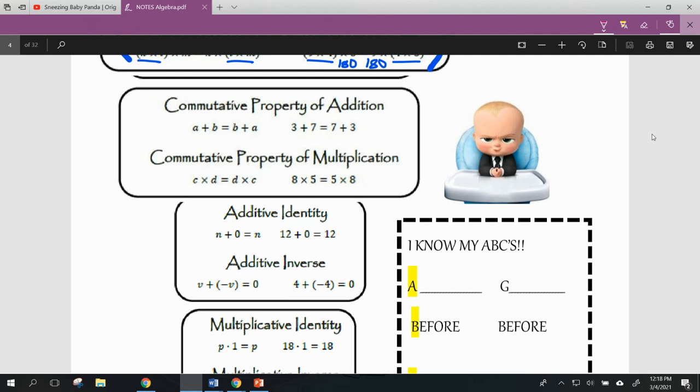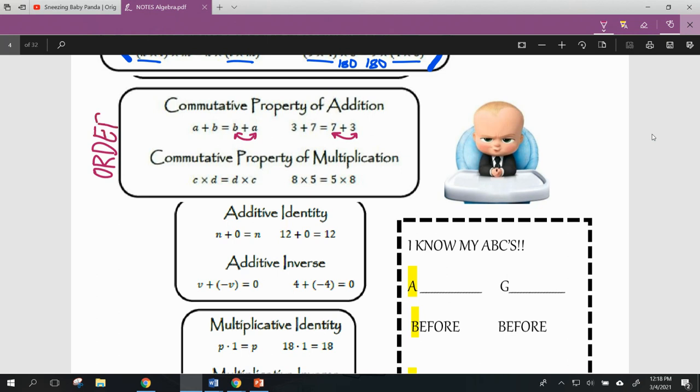Our commutative property is all about changing the order. A plus B means the same thing as B plus A. Would you guys agree that 3 plus 7 is the same thing as 7 plus 3, right? The only thing that changes is the order of things. And so I'm going to jot that down over here.